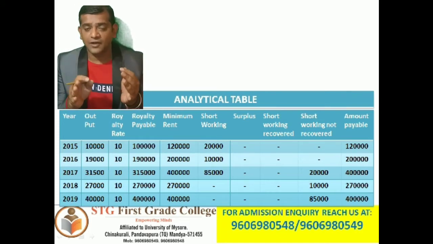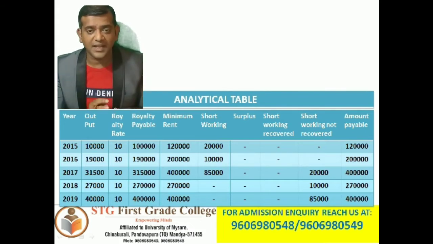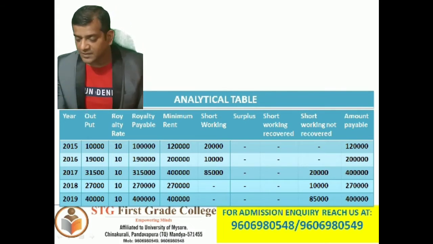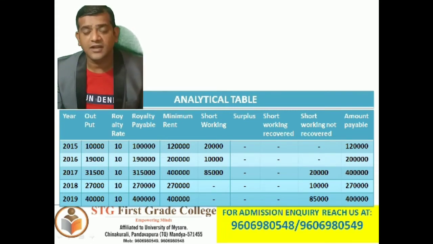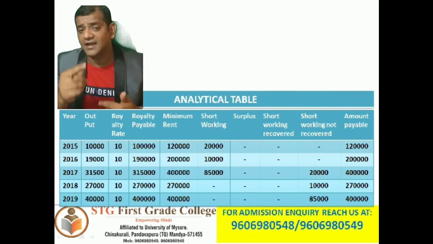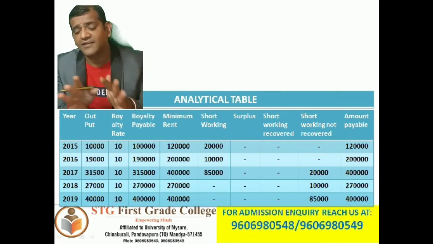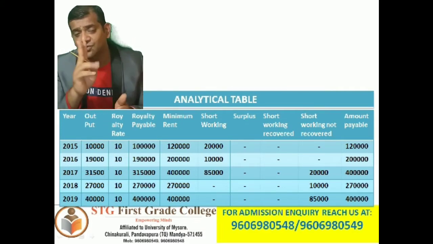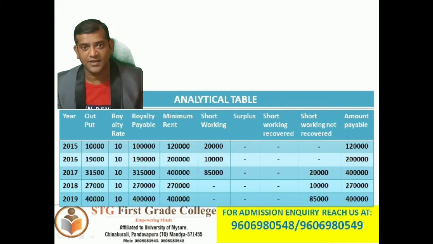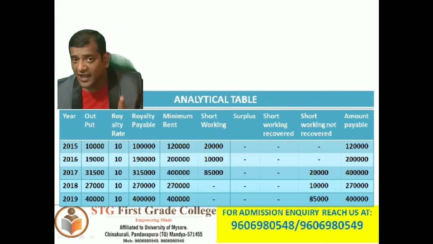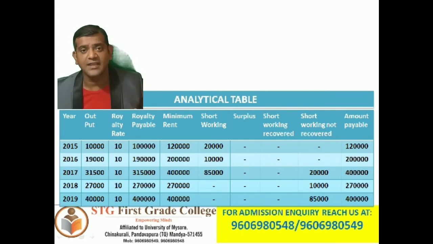Clear? So now, since it is also a short working period, surplus is nil, short working recovered is nil. Any short working that occurred which has crossed 2 years of period should be shown in the short working not recovered column. Correct? So we are in the third year, because he said the short working recoupment period will be 2 years after the incident.